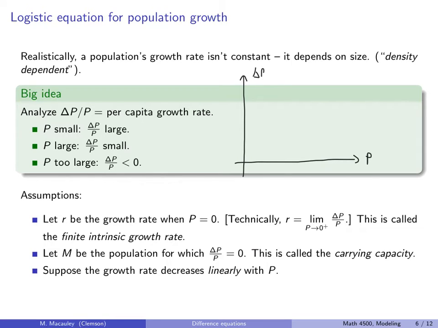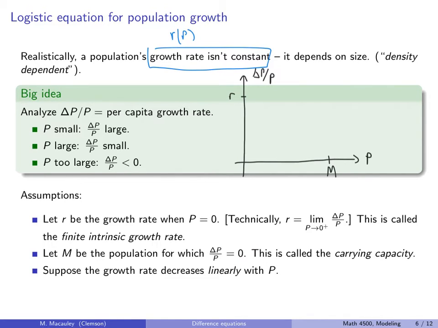So that's this. When P equals 0, that growth rate is going to be R. And then somewhere down here, when the population is big enough, this intrinsic growth rate, the y-axis, is going to be 0. So what we want to do is this population's growth rate isn't constant. So let's call this R of P.